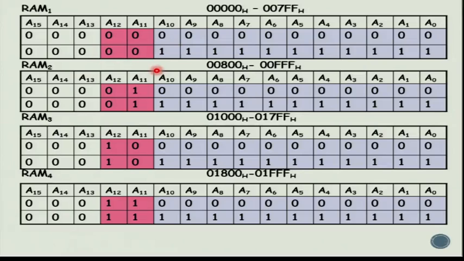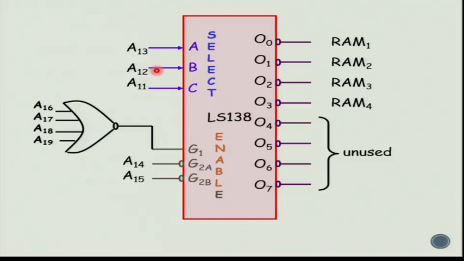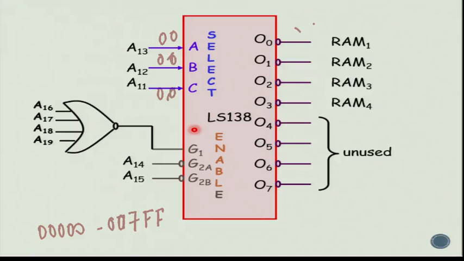So in this case, if the address happens to be within the range 0000 to 07FF, then A11 and A12 both are going to be 0, and A13 will also be 0. So when A, B and C are all low, RAM 1 is going to be selected. If it is 0, 0, 1, RAM 2 is going to be selected. If it is 0, 1, 0, RAM 3 is going to be selected. If it is 0, 1, 1, RAM 4 is going to be selected.